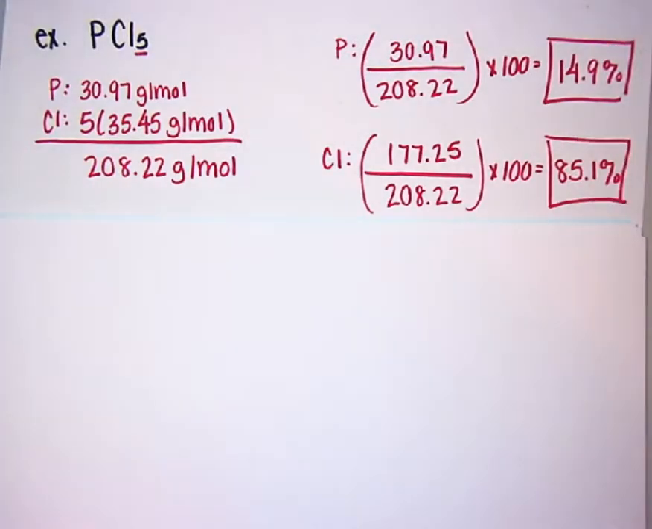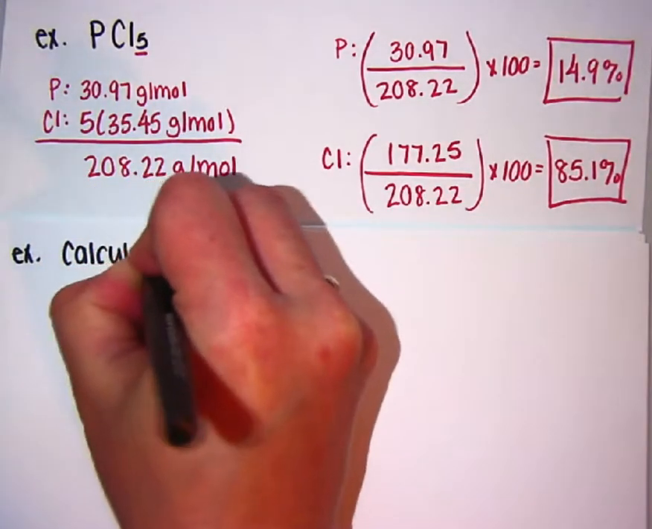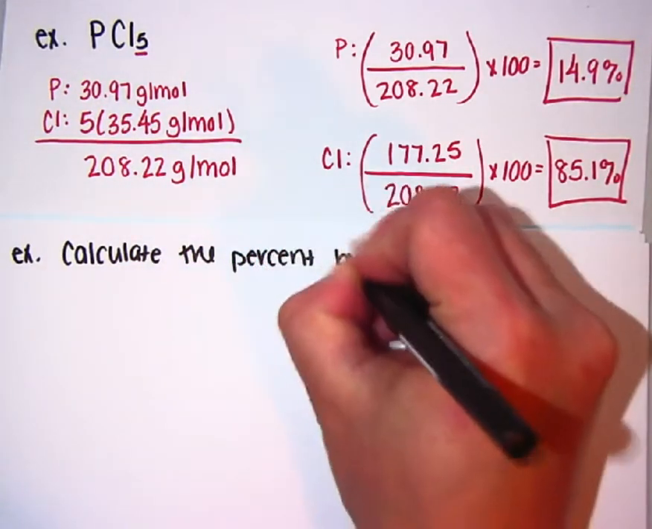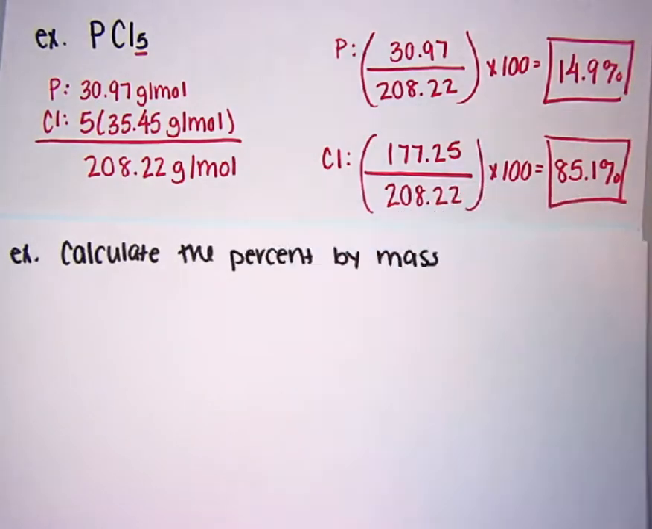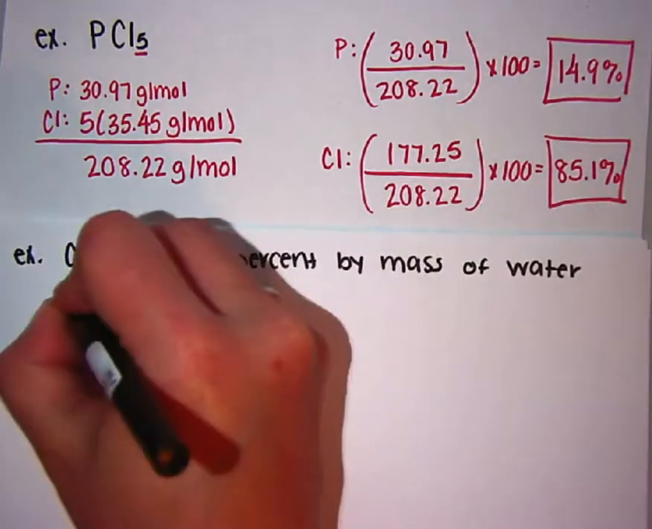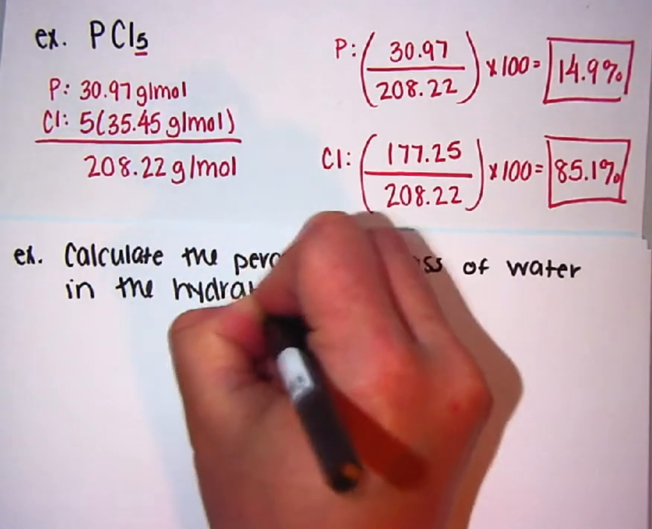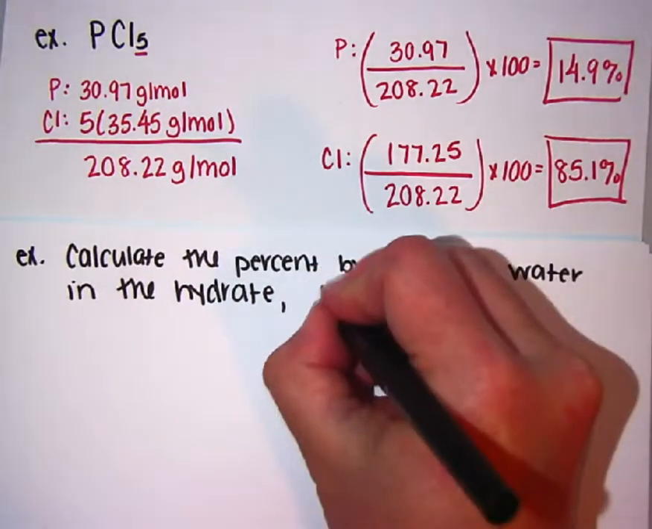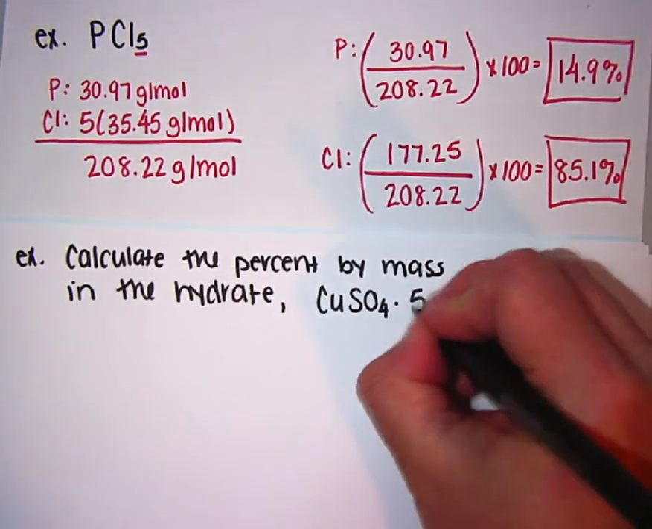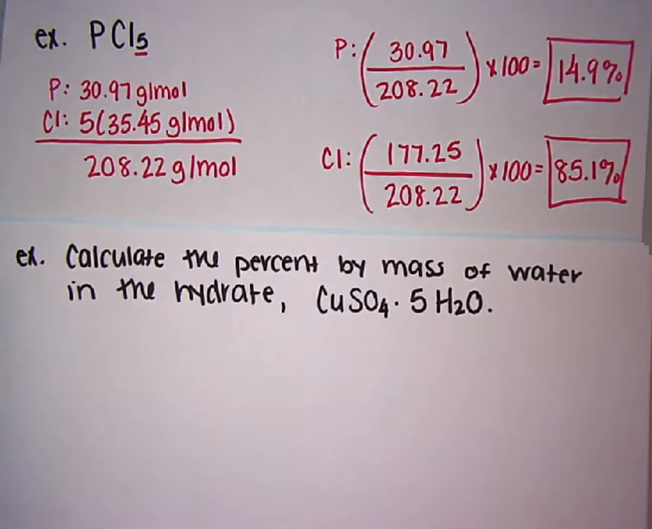So let's say that you were asked to calculate the percent by mass of water in the hydrate, CuSO4, copper 2 sulfate, pentahydrate. So this is a hydrate.